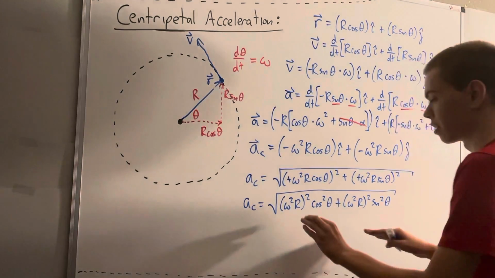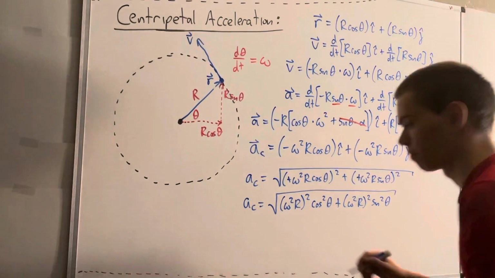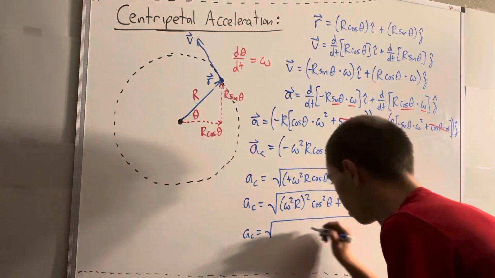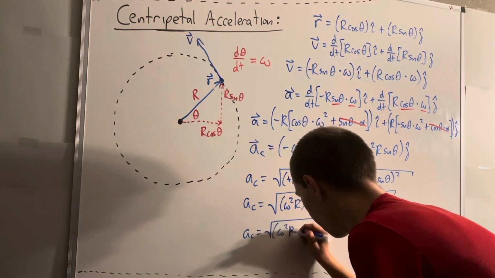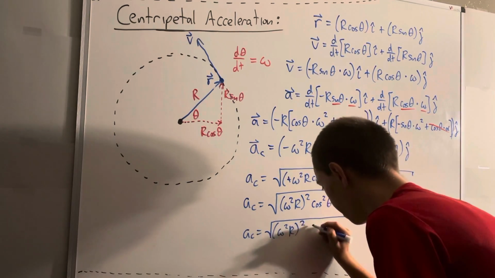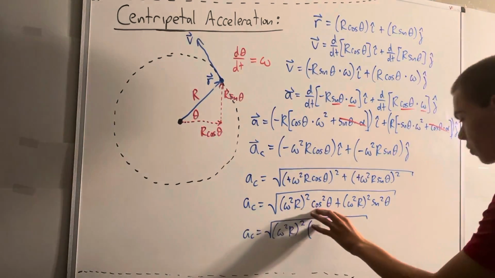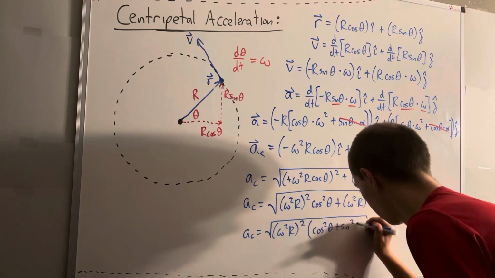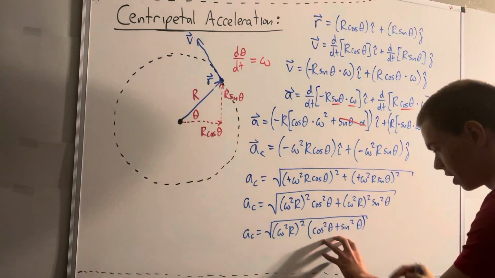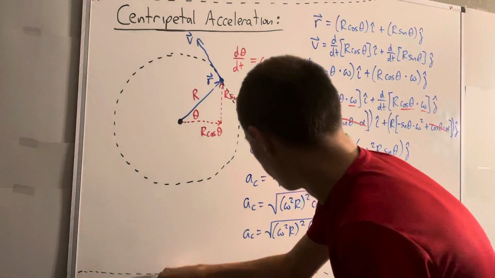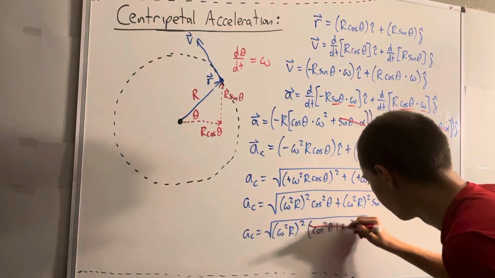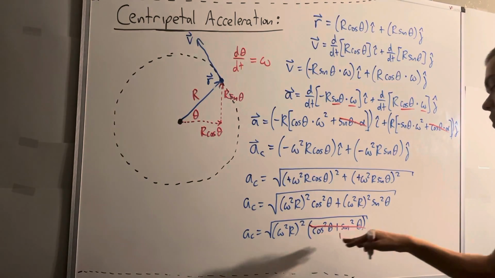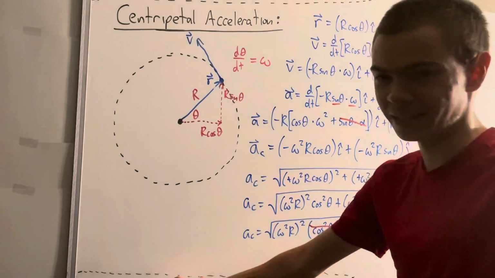In this case, we could factor out omega squared r. So a_c is equal to the square root of omega squared r, taking that in parentheses and squaring it. And when we factor that out, we get cosine squared theta plus sine squared theta. Because we get cosine squared theta plus sine squared theta, we know this is just equal to 1. We know the identity.